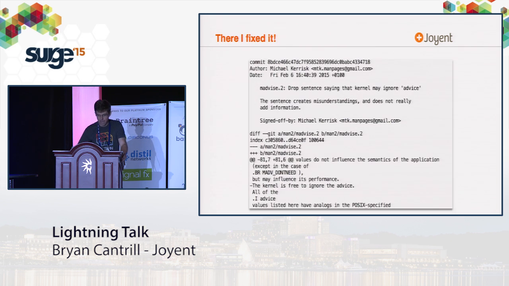But don't worry. It's been fixed in the man page. We'll drop the sentence that the kernel may ignore advice. So in the man page, it used to say the kernel is free to ignore the advice because it's advice, and the bug is determined to be, well, the sentence is the bug. We should eliminate that. Oh, mom. Anyway, there, I fixed it. Madvise has now been fixed for everyone running Linux. There you go. Thank you.